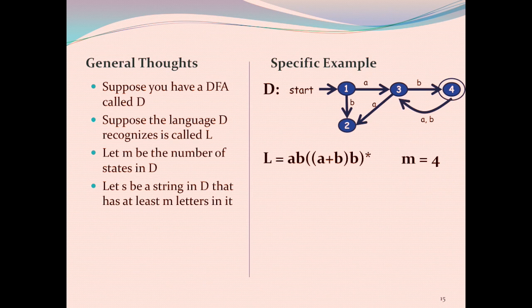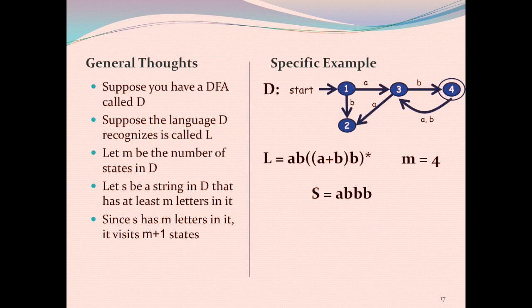And let's let S be a string in L that has at least M letters in it. S can be any old string that has M letters in it. So for example, here's a string accepted by this DFA that has at least 4 letters in it. Actually, it has exactly 4 letters in it. At least means greater than or equal to M. So my string is ABBB, and I think you'll see that ABBB ends up at state 4 and is accepted by this DFA, so that is a string that's in my language.